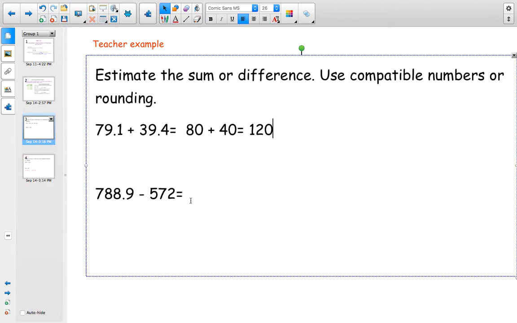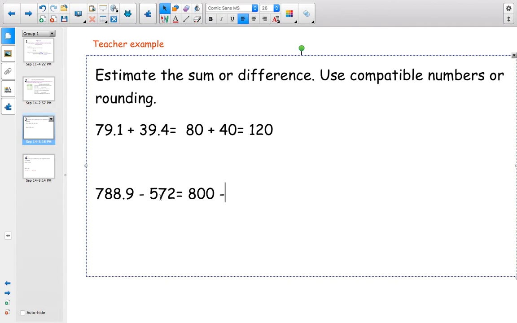All right, let's take a look at this one. We're going to find the difference, and we're going to use compatible numbers for this one. So I have 788 and 9/10 minus 572. When I'm looking at 788 and 9/10, I'm going to say that 800 is a good compatible number for me to use because I can easily compute that.